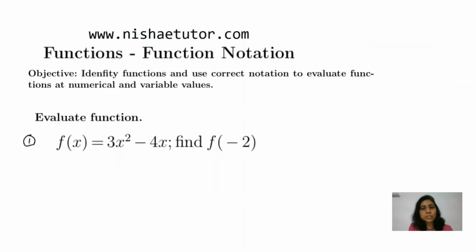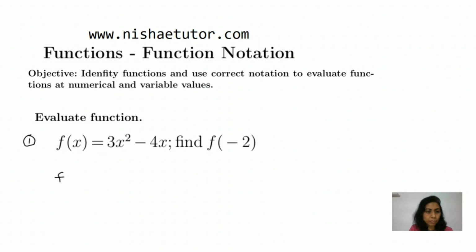Another use of function notation is to easily plug values into functions. If we want to substitute a variable for an expression, we simply replace the variable with what we want to plug in. Here I am taking two questions. This is the first one: f(x) is equal to 3x squared minus 4x. Find f(-2). So -2, we substitute in this function.